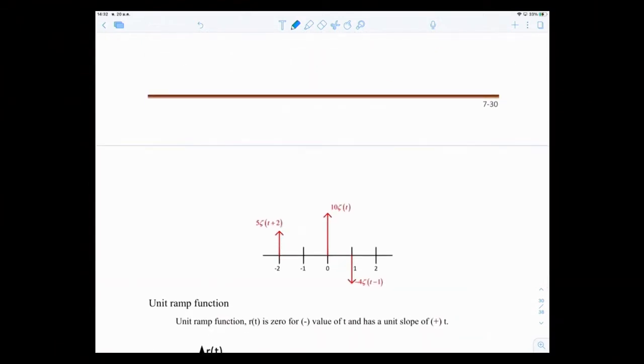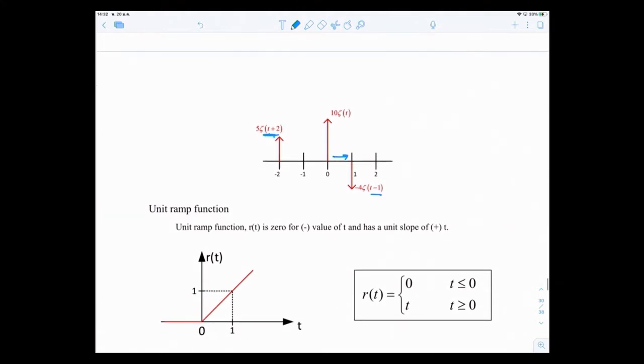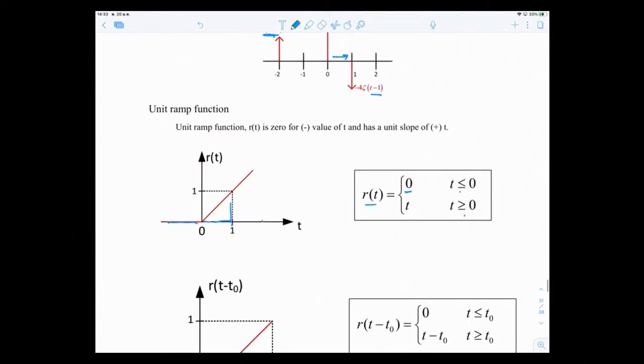In this case also, if you have a shifting, right, if this is shifted by 1, it becomes t minus 1. It's like a delay, and if this is advanced by 2, it's t plus 2. Unit ramp is like a ramp, right? It has slope. So the definition is R of t is 0 for t less than or equal to 0, like this. But at t greater than 0, R of t is t. So if t is 1, R of t is 1. If t is 2, it's 2. So the unit slope is t.